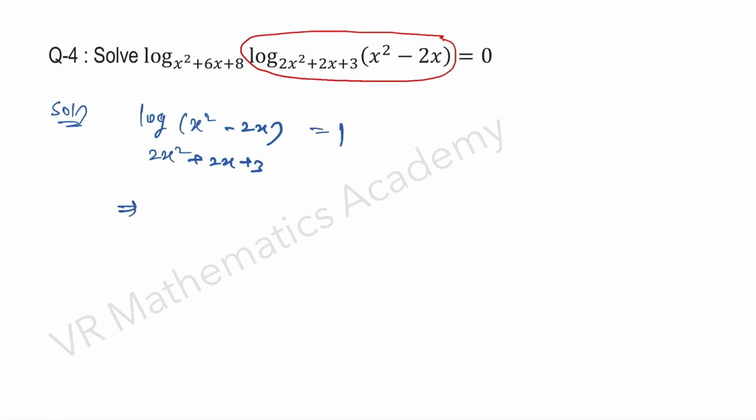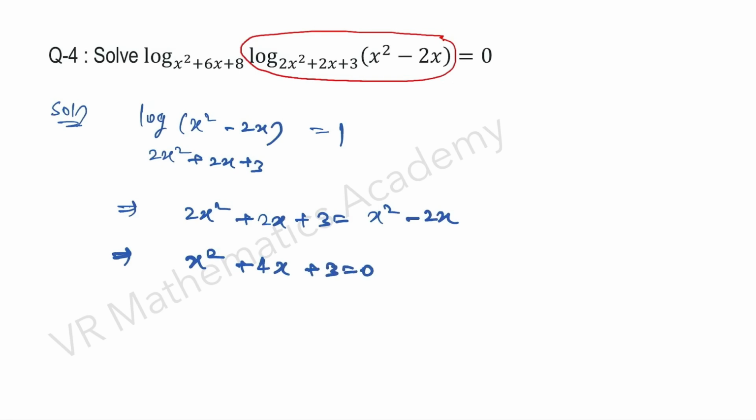Now we change it into the exponent form. So it will be 2x square plus 2x plus 3 equal to x square minus 2x. Then we rearrange the terms, so it will be x square plus 4x plus 3 equal to 0. So the value of x will be equal to minus 1 and minus 3. These are the values of x.